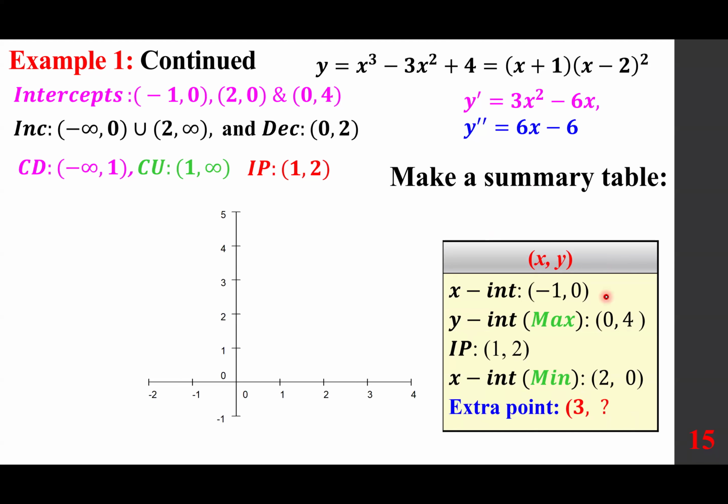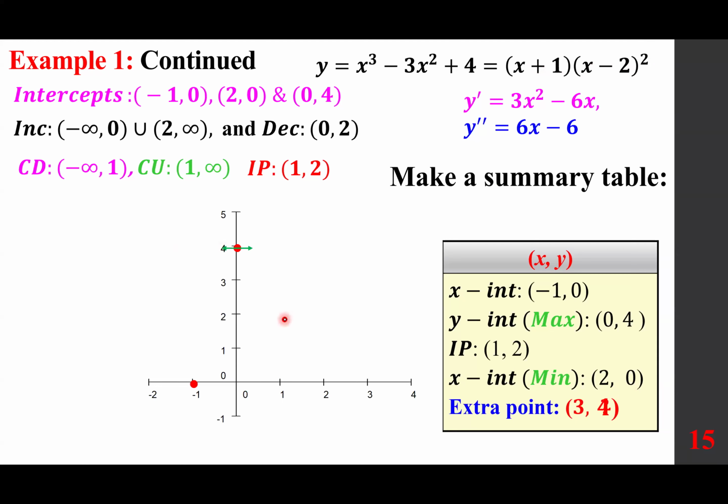And of course, I know the end behavior, right? The first and the third quadrant. So starting with this negative 1, 0 goes here. And by the way, an extra point, if you plug in 3 into this one, you get 4. 3 minus 2 is 1, square it, and you get 3 comma 4. So here's minus 1, 0. Here's 0, 4. And 0, 4 happened to be a maximum, so we draw this.